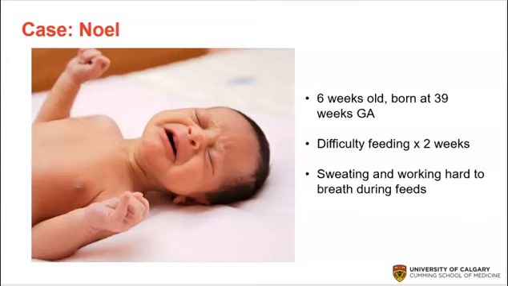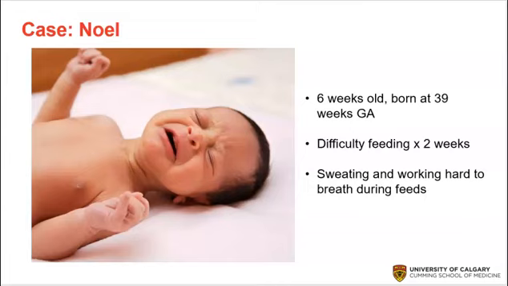Let's start with a case. Noel is a 6-week-old male. His parents are concerned because he has been struggling with feeding lately. He usually feeds every 3 hours, for about 20 minutes at a time with no difficulty. Starting about 2 weeks ago, his parents noticed that he has been taking longer to feed, though they don't think he's getting much in. In the last week, he has started to look like he struggles to breathe while feeding. Starting 2 days ago, they noticed that he seems to be sweaty when he feeds or cries.